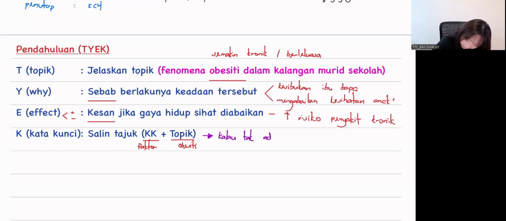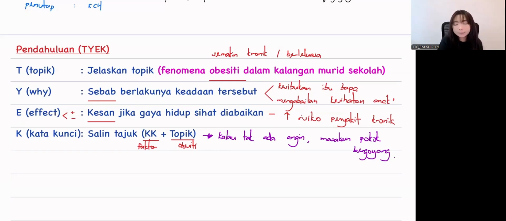Kalau tak ada angin, masakan pokok bergoyang. Okay, some of them you will notice will write kalau tiada angin, masakan pokok bergoyang. But just now I did check the DPP, Dewan Bahasa dan Pustaka. In DPP they use kalau tak ada instead of tiada. But you will also see a lot of them use tiada lah. Actually both ways can. So kalau tak ada angin, masakan pokok bergoyang.